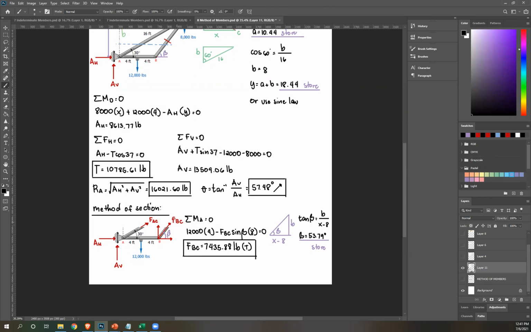I assume tension here, then I created my equation. The answer is positive, therefore correct assumption. It is in fact tension. If the answer here is negative, that means I have an incorrect assumption. It's going to be compression, but the magnitude is the same.